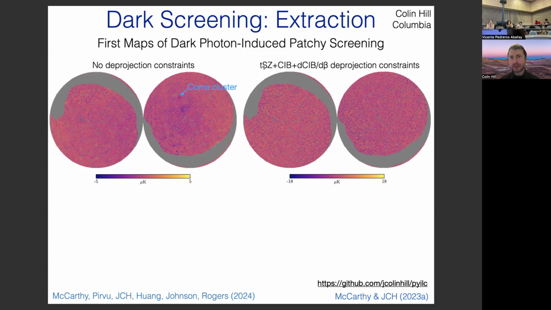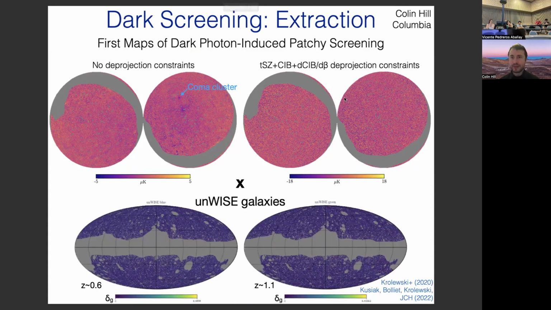So we impose lots of these deprojection constraints to null out known contaminants, again, like the thermal SZ effect. It turns out that this Coma cluster spot was just from the thermal SZ effect, and after you impose that constraint, it goes away. So we do a lot of checks to get the cleanest possible map that we can.